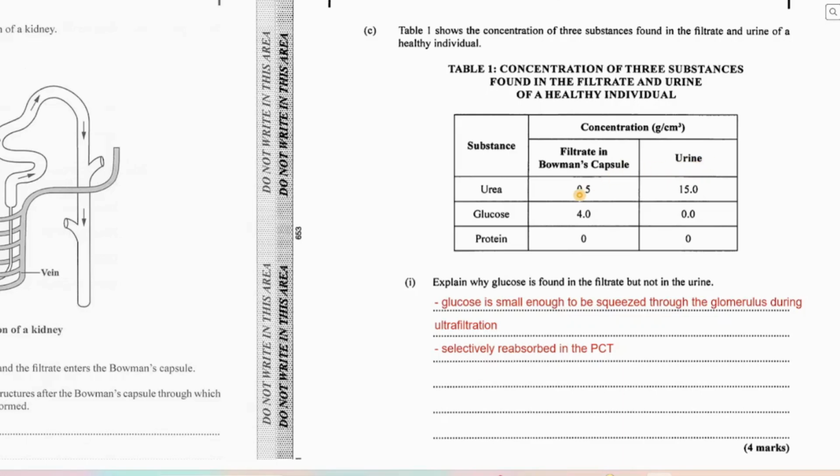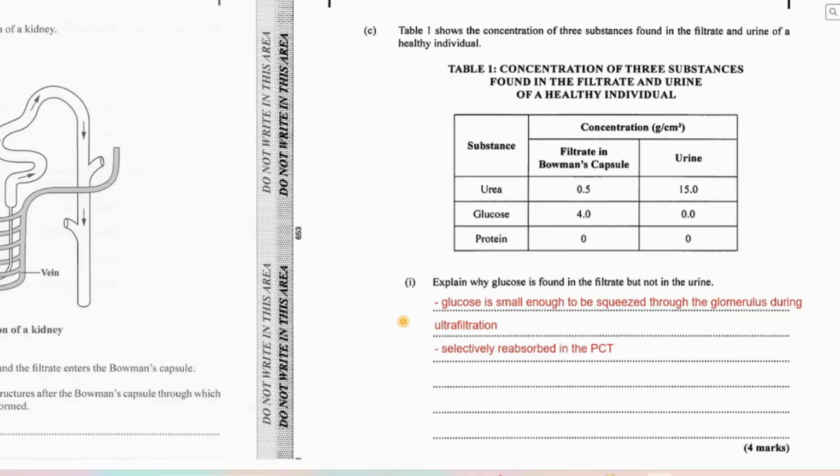So you have 0.5 urea in the filtrate, while you have 15 in the urine. Glucose 4.0 in the filtrate, but you have 0 in the urine. And then proteins, you have 0 in both the filtrate and the urine. So part 1, explain why glucose is found in the filtrate but not in the urine.